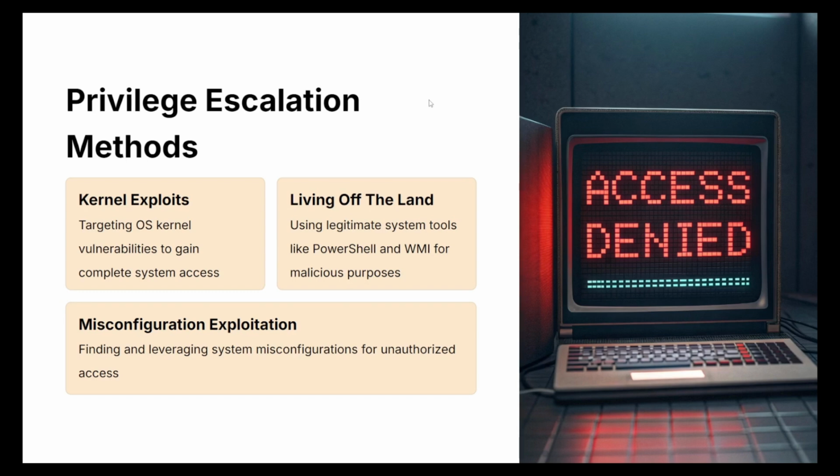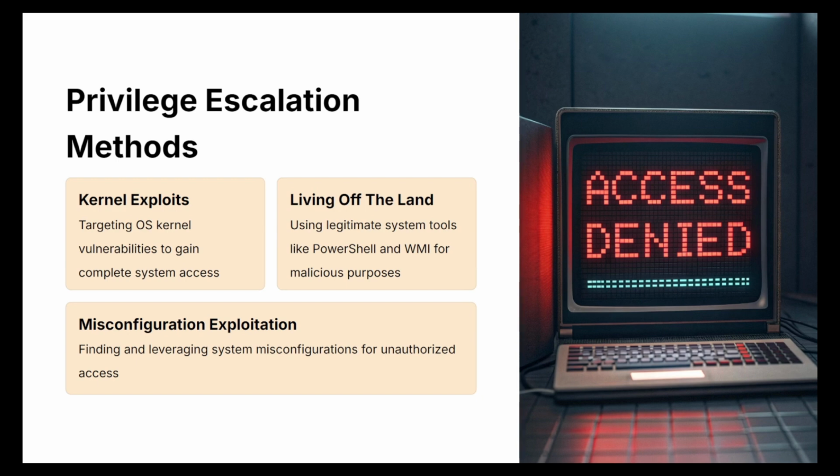So in terms of methods, there are a number of them for privilege escalation. First, there is kernel exploitation. These target vulnerabilities in the operating system's kernel, which is the core part of the OS that controls everything from hardware interaction to security. If an attacker can exploit a flaw here, they can bypass almost all protections and gain full system access, often achieving root or admin privileges.